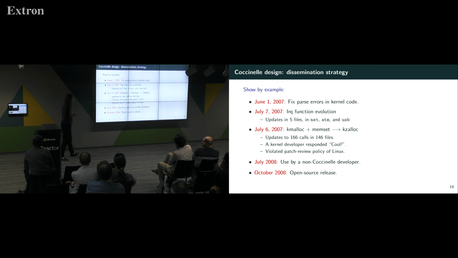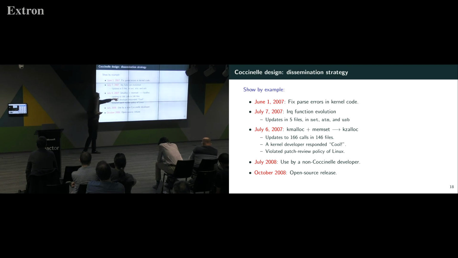The third thing we did was this kmalloc memset rule that I showed before. At the time, this change was in progress, and so there were hundreds of opportunities for the change. So we sent one patch. It updated 166 calls in 146 files. So someone thought this was a great idea. I said, cool. But the person who was in charge of receiving this patch, evaluating it, and getting it integrated into the Linux kernel was less happy.